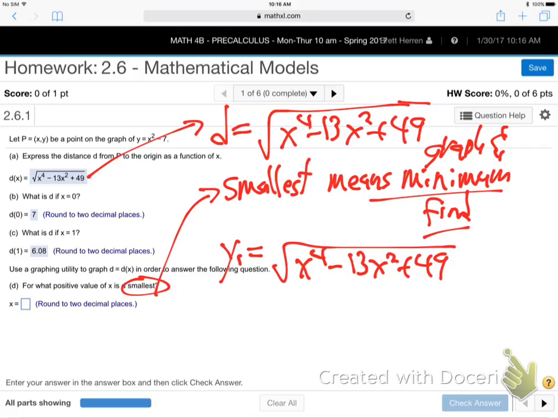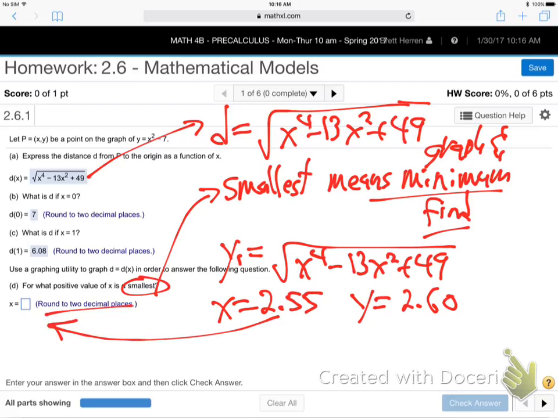So let's do that. All right, so we've got x equals 2.55 and y equals 2.60, rounded to 2 places, as they said. So we'd enter, and that's all. They just want the x, 2.55, and we're done.